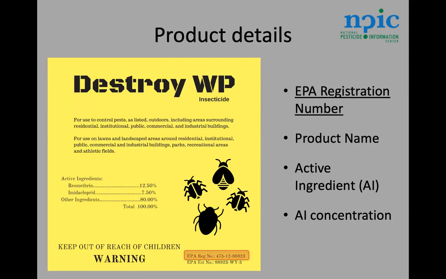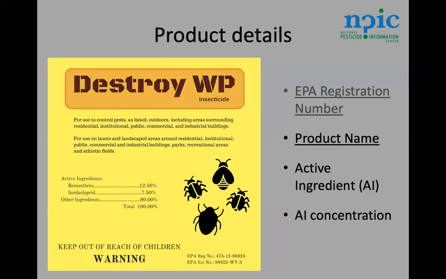So the EPA registration number is not always going to be located in the same place on the label, unfortunately, but this is the only sure way to identify a product. From state to state, the names can change, but that EPA registration number always stays the same. The product name at the top is going to be important if we're looking in a state database for information, or if we're going to contact the manufacturer.